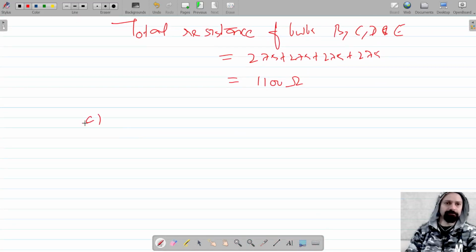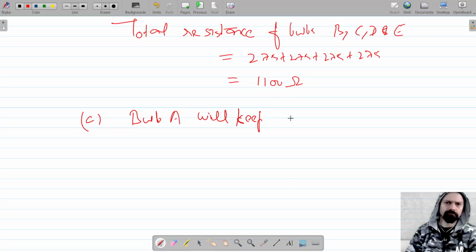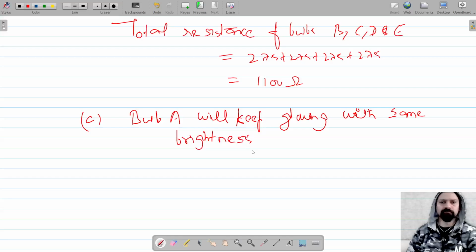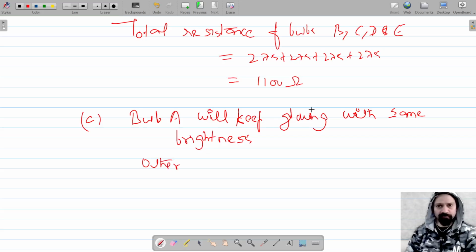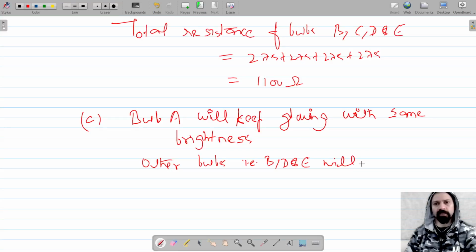So we can write, bulb A will keep glowing with the same brightness, while the other bulbs, that is B, D, and E, will stop glowing, and C will also not glow, because it is already fused.